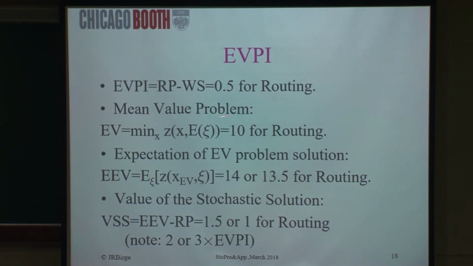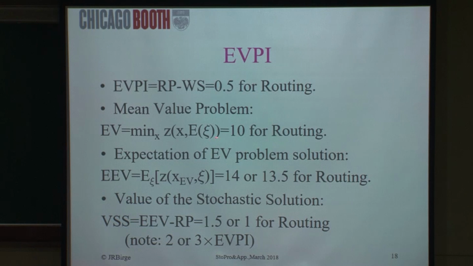But that mean value problem, which I called here the expected value problem, was where I made a decision based on the expectation of the demand. So based on like that 4 as the expectation of what that demand would be at C. So that value, if I had solved that routing problem with the expected demand, that would give me a value of 10. So that would be much less than the recourse problem value, which was 12.5.